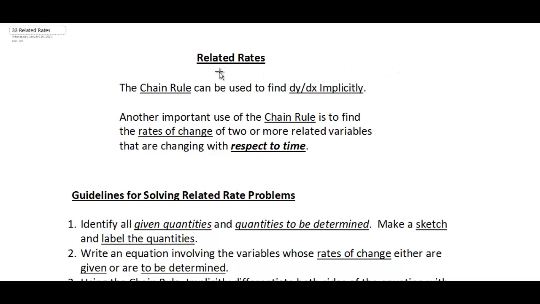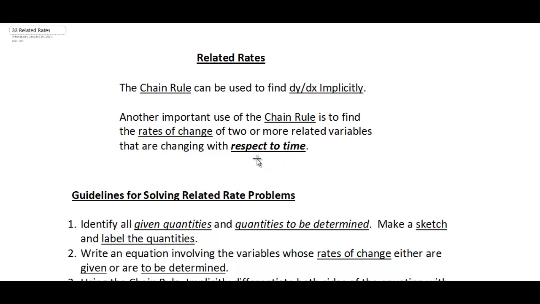Our new topic for today is related rates. And to look at related rates, we need to think about the chain rule and how we were taking the derivative dy dx implicitly. So here we will look at another important use of the chain rule, which is to find a rate of change of two or more related variables that are changing with respect to time.